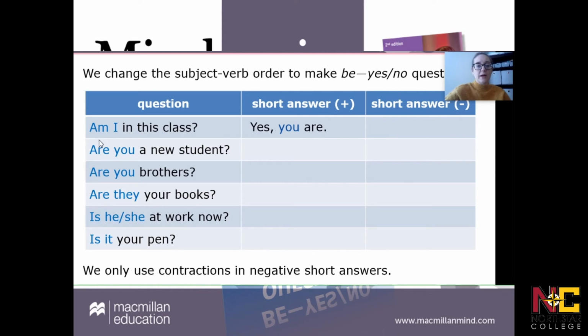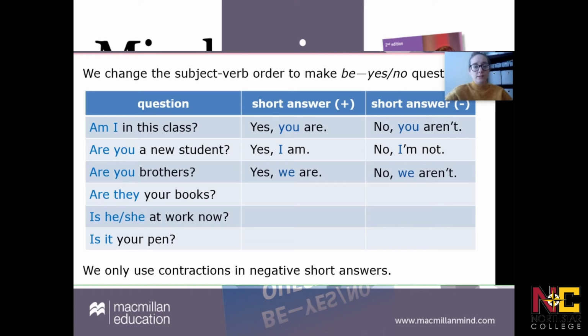Short answer for am I in this class? Yes, you are. No, you aren't. Are you a new student? Yes, I am. No, I'm not. Are you brothers? Yes, we are. No, we aren't. Are they your books? Yes, they are. No, they aren't.